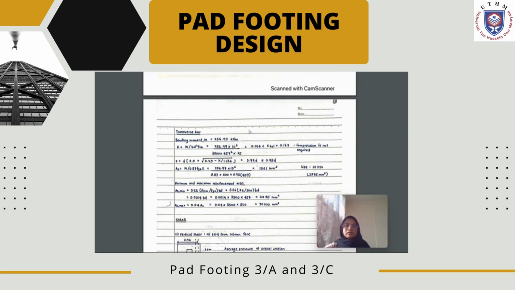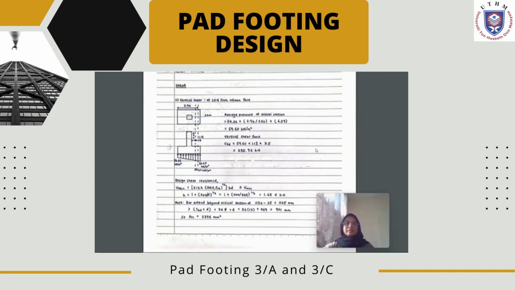So to calculate the transverse bar, it seems like to calculate the longitudinal bar, and then for the AS required is equal to 1361 millimeters square, and then we will use 21 H12, and the AS provided is 2375 millimeters square. And for the minimum and the maximum reinforcement area, the minimum is 2240 millimeters square, and the maximum is 70,000 millimeters square.